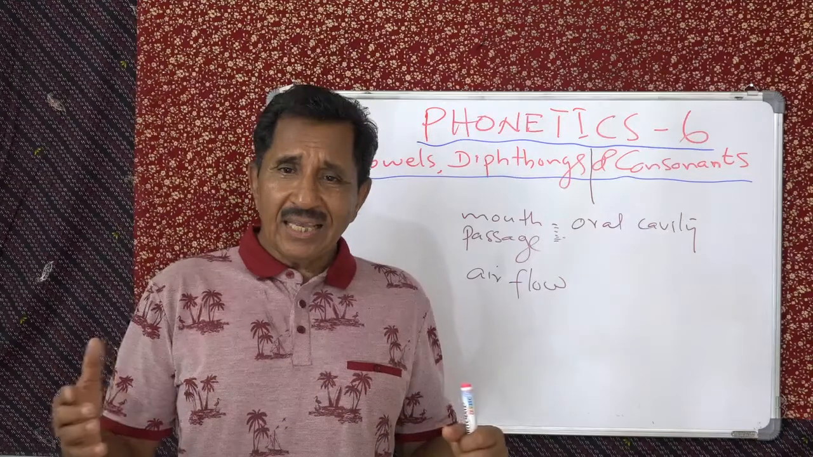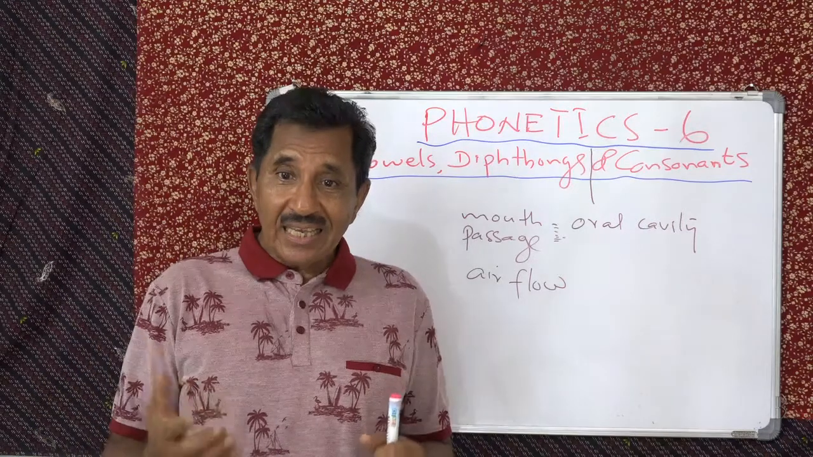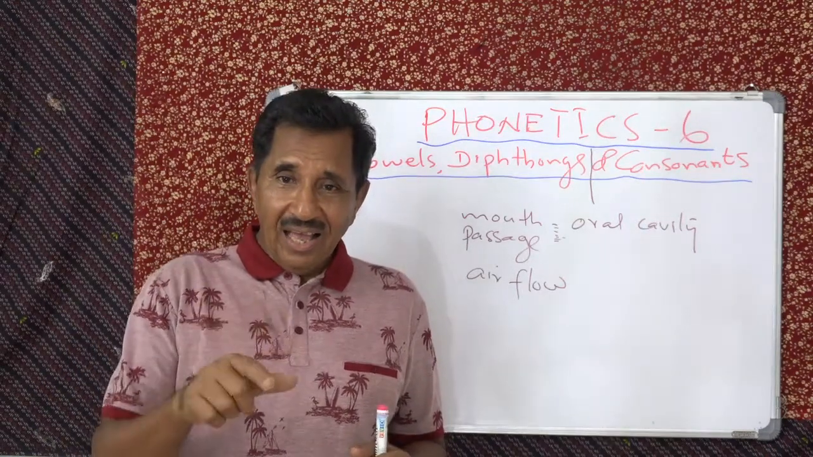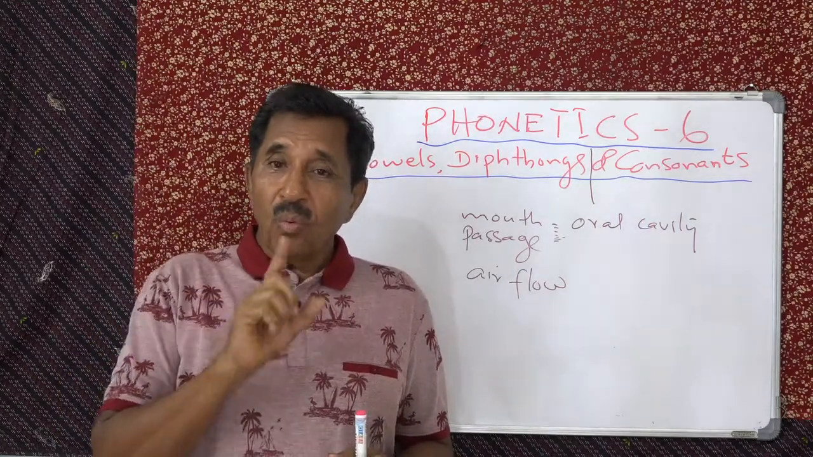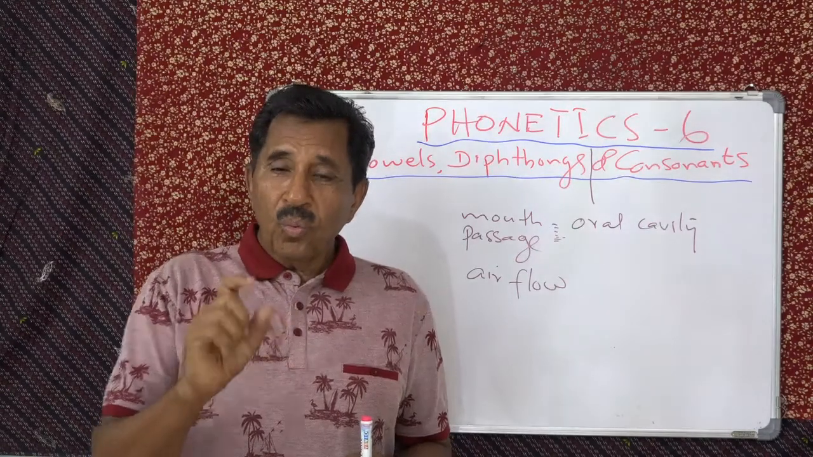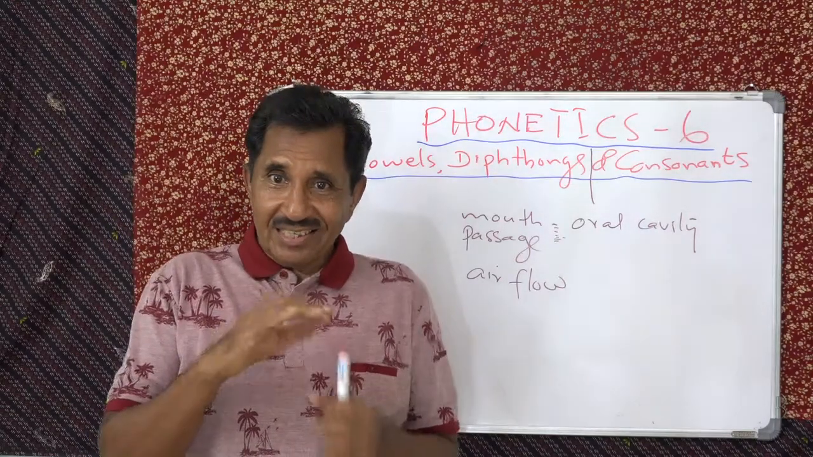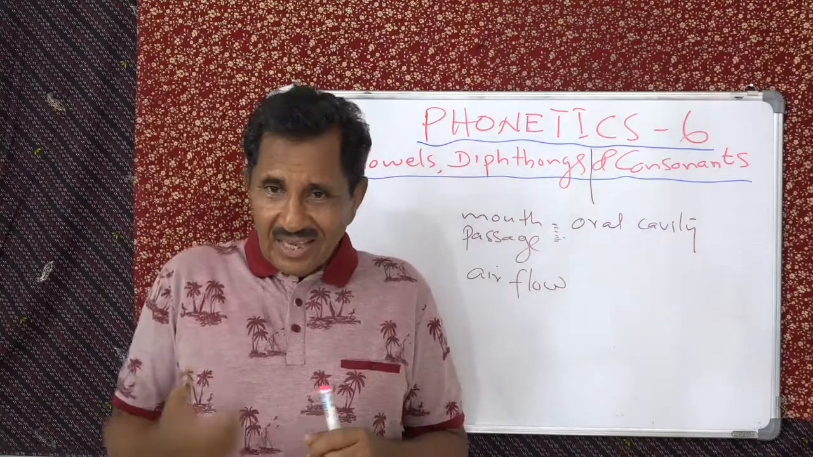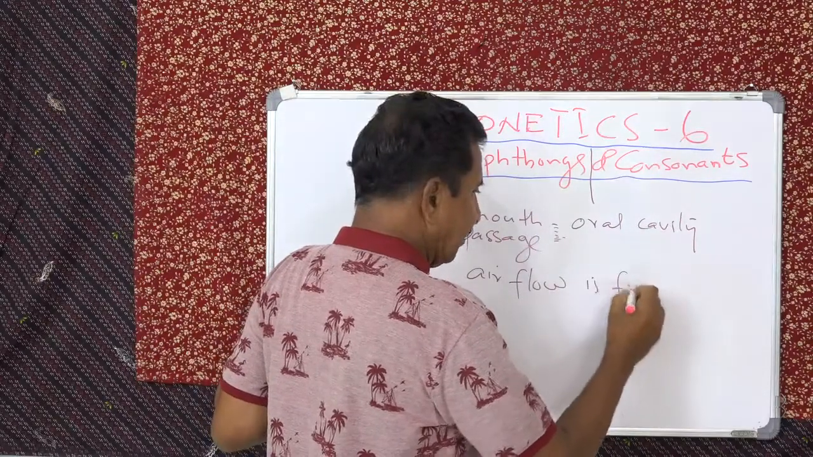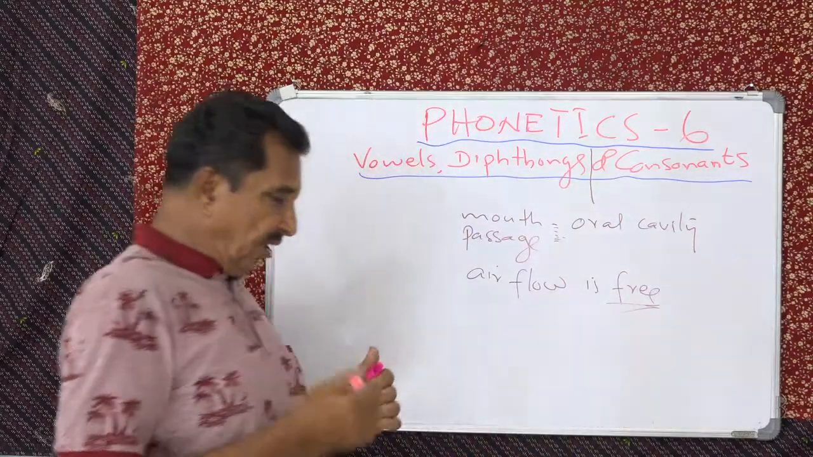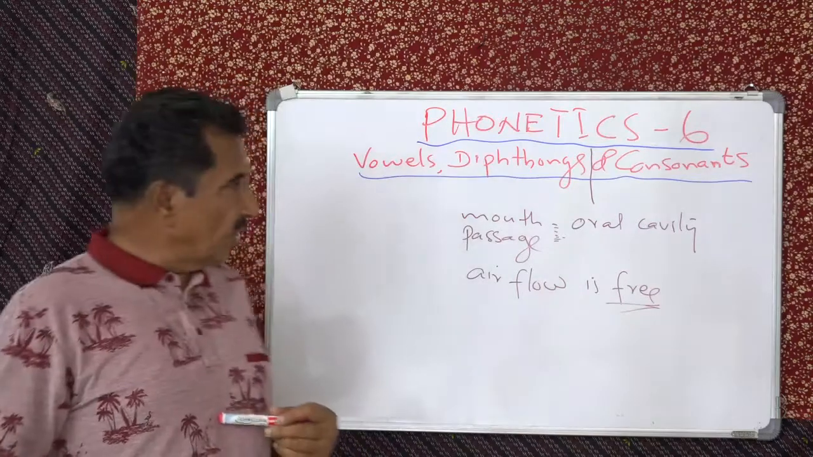E, A. See that? E, A, O, U. You see, there is no obstacle here. Airflow is free. This is the thing. Free airflow. Air flows through the oral cavity freely when you produce vowels.